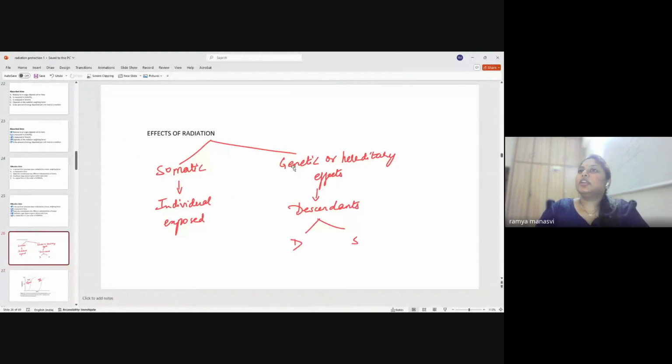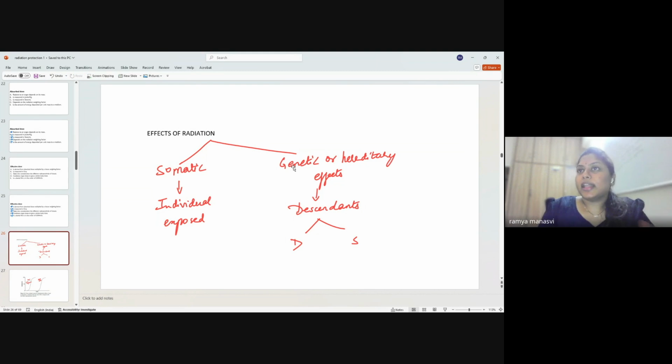Okay. So coming to the effects of radiation, either they can be somatic or they can be hereditary. Somatic effects take place by chance, it can happen or it cannot happen. It will happen only in the individual that is exposed. It does not go to the next generation. Whereas there are a few effects which will cause genetic defects or hereditary defects that will pass into the descendants. In them also, there is a chance for either a deterministic effect or a stochastic effect.